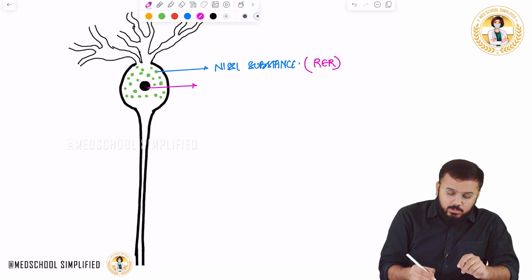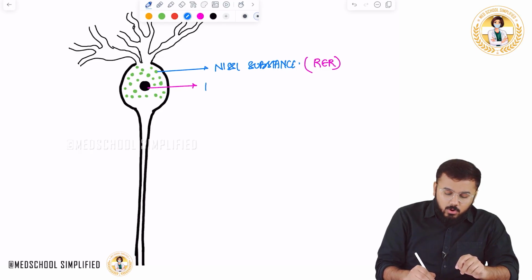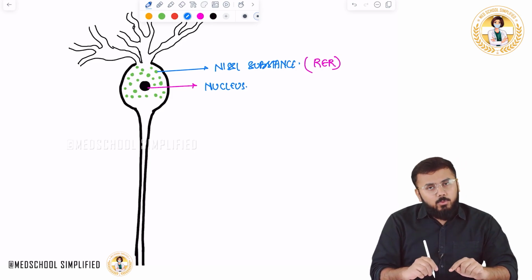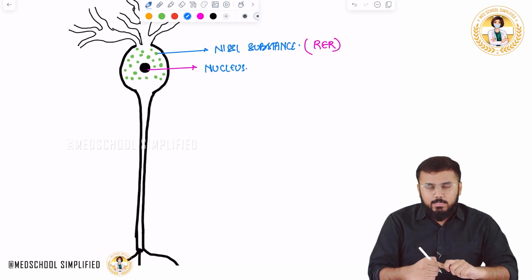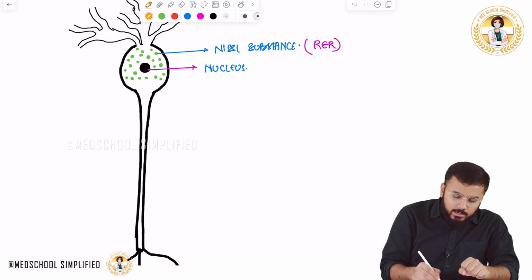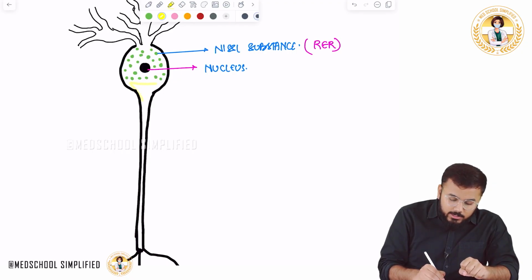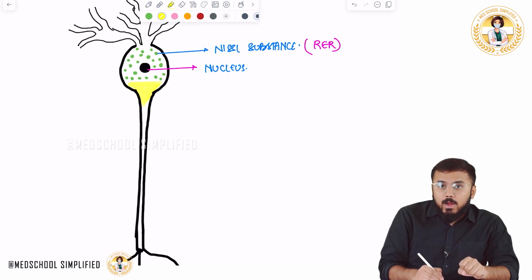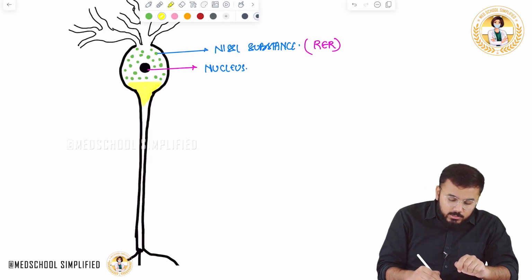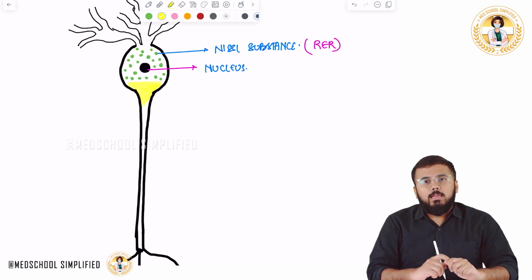And by the way, this structure over here, not to be forgotten, is called your nucleus. Next, if you closely concentrate exactly at this part, there is no Nissl substance. This part where there is no Nissl substance is also giving rise to the axon. So this part is what is called the axon hillock.